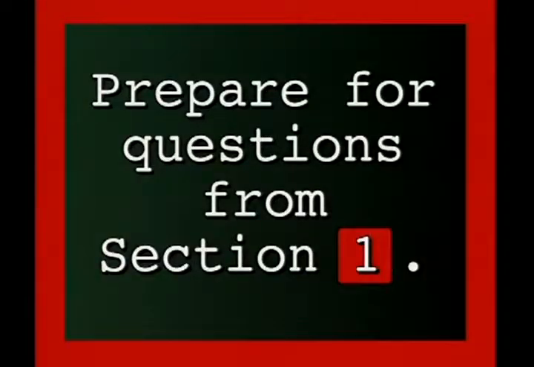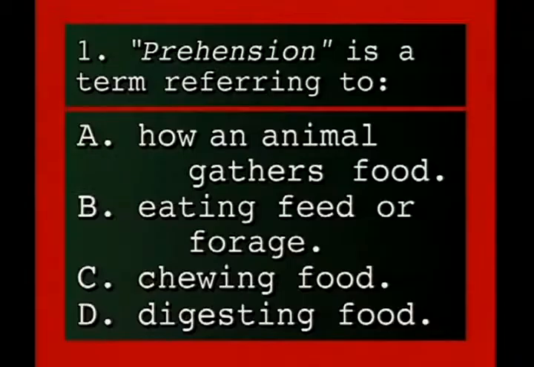Prepare for questions from Section 1. Prehension is a term referring to: A. How an animal gathers food. B. Eating feed or forage. C. Chewing food. D. Digesting food.